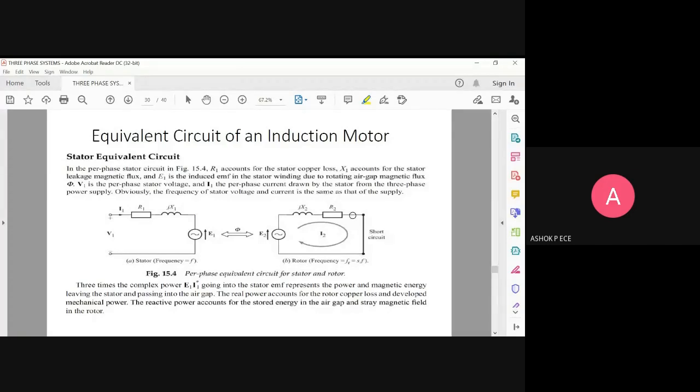Equivalent circuit of induction motor. So this is the equivalent circuit of a stator. You are going to give a supply. Windings will have a resistance and reactance. You will have an induced EMF. An induced EMF will oppose your source. So this EMF is opposing your source V1. So this is the equivalent circuit of your stator.